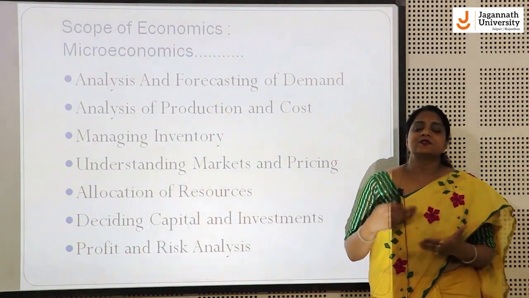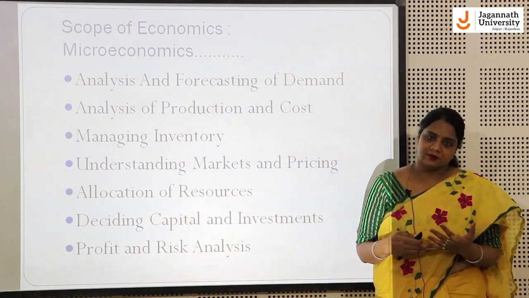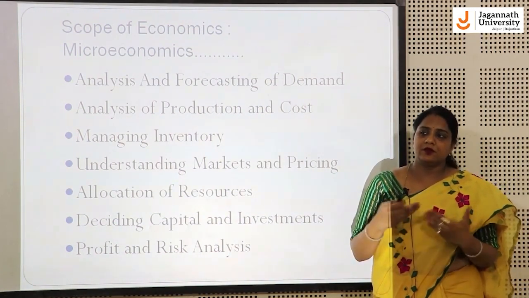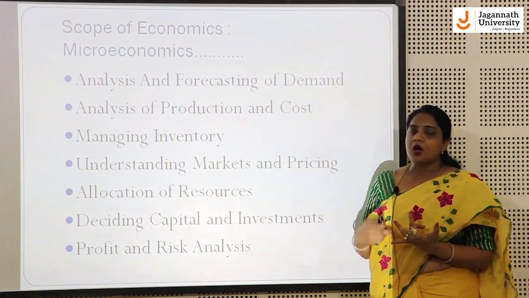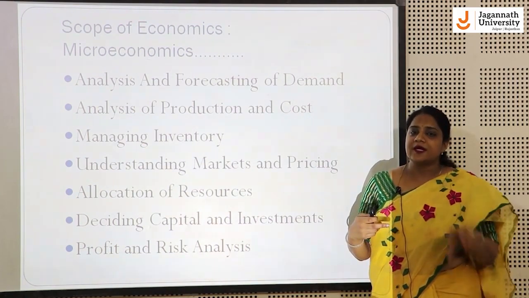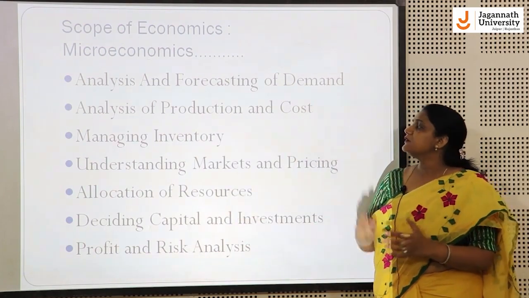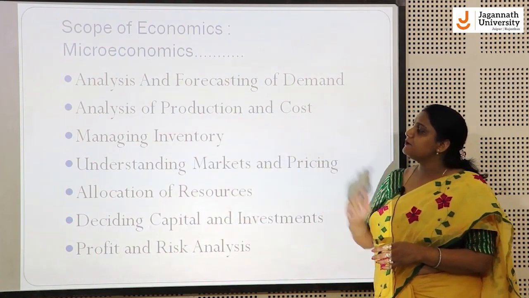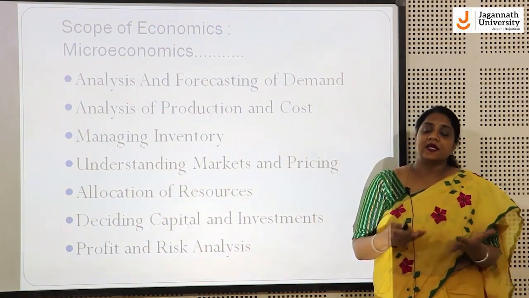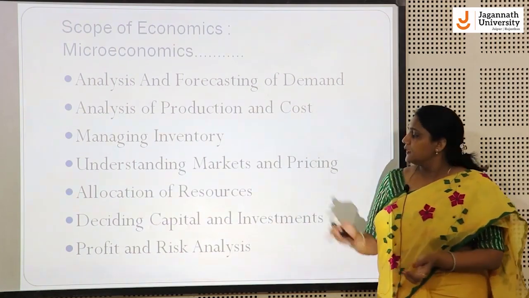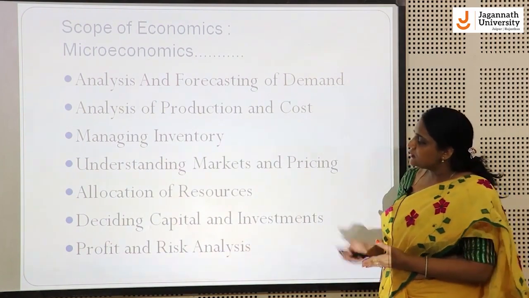How the consumer satisfies his wants. We actually understand the concept of demand, how the consumer demands a product or service or a commodity. We understand the concept of production and cost, how the producers are optimizing their resources to produce maximum output, how they are minimizing their cost, how they are maintaining their inventory, how they are looking for the markets, what kind of market structure exists, how they are pricing their product, and how they are allocating the resources, right?